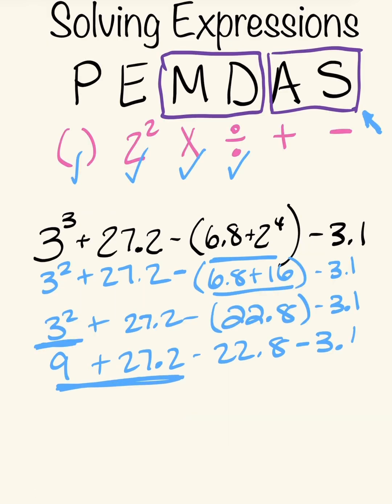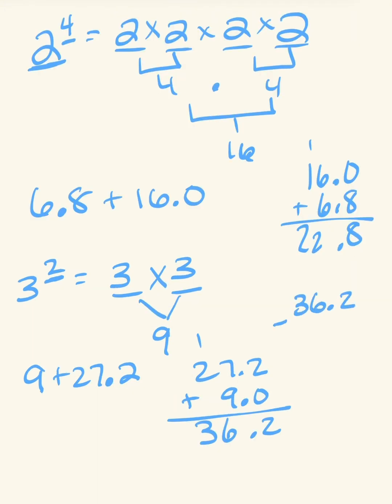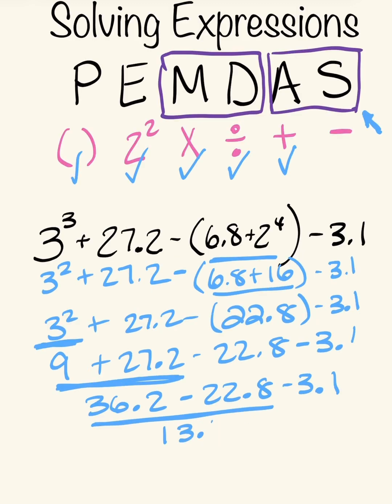Let's rewrite the problem. Now the last thing to do is subtract. When you subtract, remember we are going in order from left to right. So I cannot start by subtracting 22.8 minus 3.1. You always go from left to right, so that gives me 36.2 minus 22.8. I'm going to rewrite this as 13.4 minus 3.1, which leaves me with 1 subtraction sign. And I'm going to do the math.